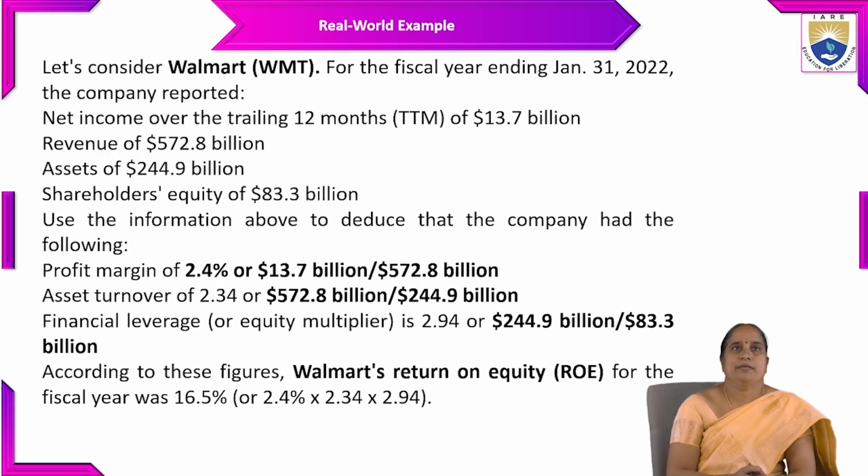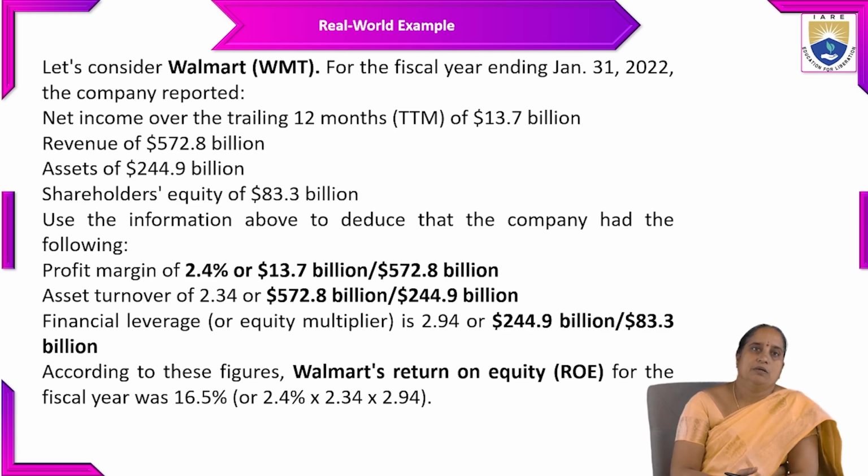Let us take one real world example. So let us consider Walmart. For the fiscal year ending January 31st, 2022, the company reported net income over the trailing 12 months of $13.7 billion, revenue of $572.8 billion, assets of $244.9 billion, and shareholders' equity of $83.3 billion. Use the information above to deduce that the company had the following.